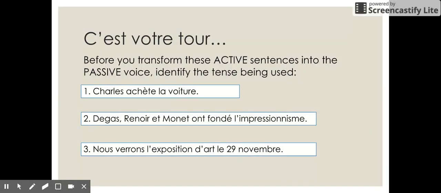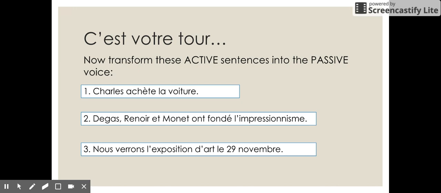Bon, c'est votre tour. Now it's your turn. So before you transform these active sentences into the passive voice, which is our end goal, first I want you to identify the tense being used. So take a look carefully at these sentences. Charles achète la voiture. What tense is achète? Degas, Renoir et Monet ont fondé l'impressionnisme. What tense is ont fondé? What tense is being used? Nous verrons l'exposition d'art le 29 novembre. What tense is verrons?